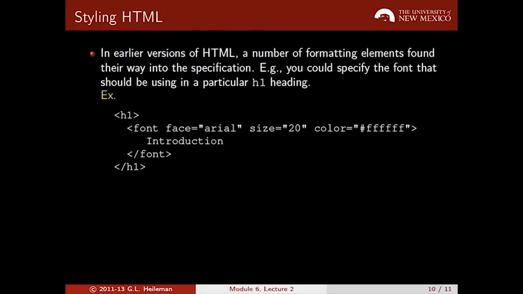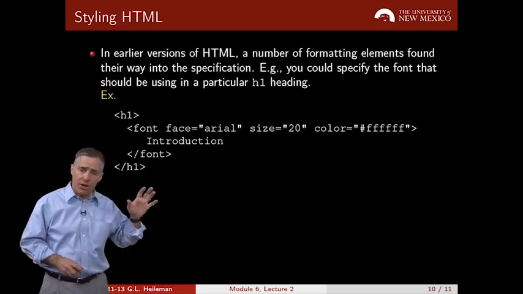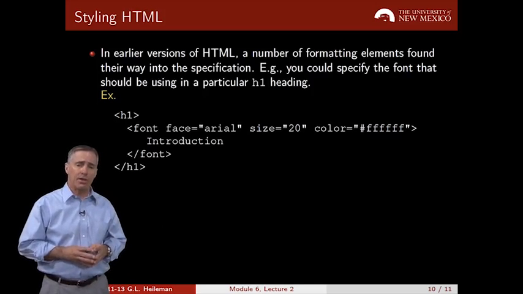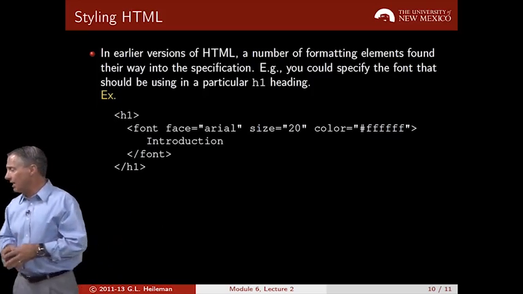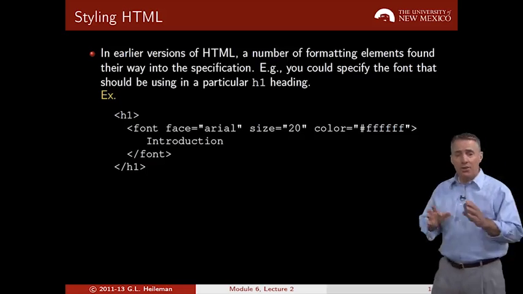Now, in earlier versions of HTML, formatting elements found their way into the specification, right? So you could do things like this. Here's an H1 heading called Introduction, and I'm specifying that the font should be Arial, it should be 20 pixels, and the color is black, and that's what this is saying. That's been deprecated now. Generally, if you look at the current specification of HTML, it tells you don't do this, do this type of stuff using cascading style sheets. So I'm going to tell you now, don't do this.